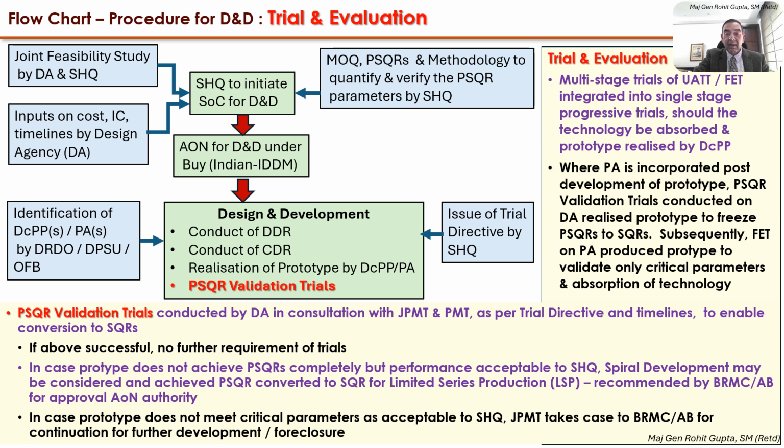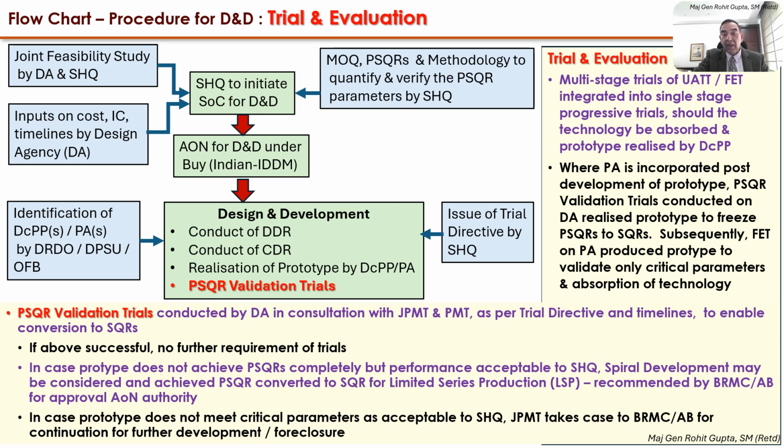However, in case the prototype does not achieve the PSQR completely, but the SHQ feels that what it has achieved is acceptable, it can go in for spiral development, that is, accept the first lot for limited series production and thereafter improve upon the product and go in for subsequent production based on the next phase of trials. Now these will have to be recommended by the BRMC, the apex body, for approval to the UN according authority in case you're going in for spiral production.